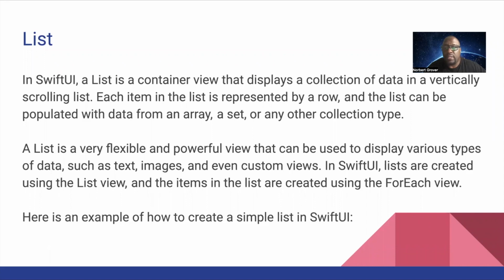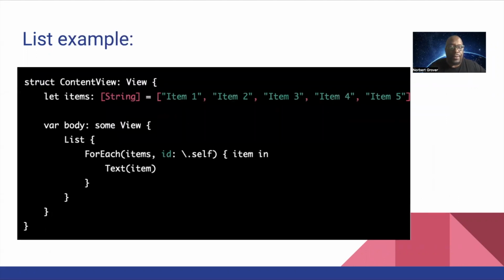In SwiftUI, lists are created using the List view, and the items in the list are created using the ForEach view. Here's an example of how to create a simple list in SwiftUI. Right here. If you need to pause, you can pause, but I'm going to move on.